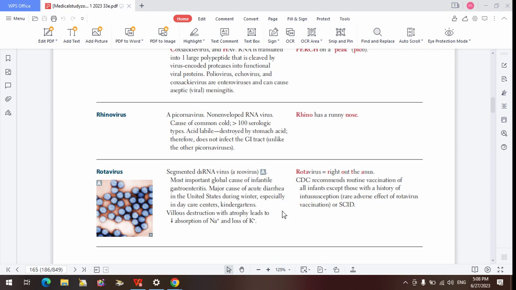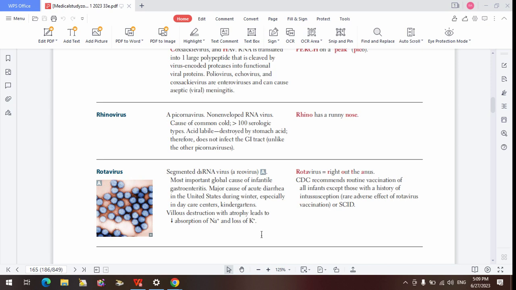It's very common where you have people close together. So in daycare centers, in kindergarten, where the babies are together, they can easily infect themselves with the rotavirus and get the infection. How does it cause the watery diarrhea? It causes villous destruction with atrophy, which leads to reduction in the absorption of sodium and eventual loss of potassium.